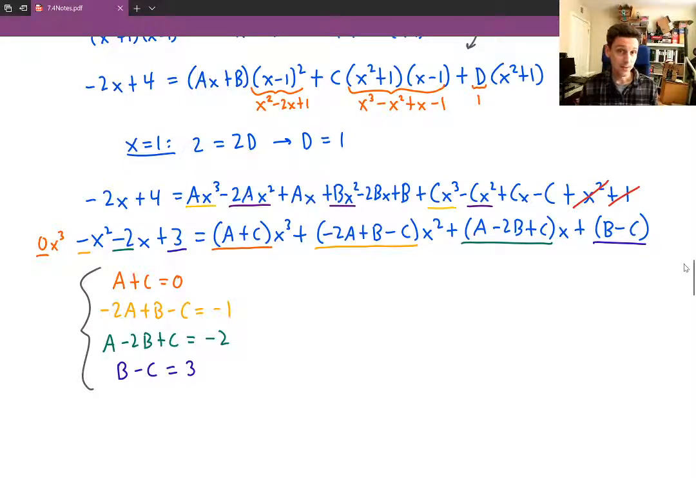Again, d is solved for already, so we don't have four unknowns in our system of equations, which is great. We do end up having 4 equations, and that's because we had all the way up to x cubed. But here it's an overdetermined system. We have 3 unknowns and 4 equations, so it's kind of overdetermined.